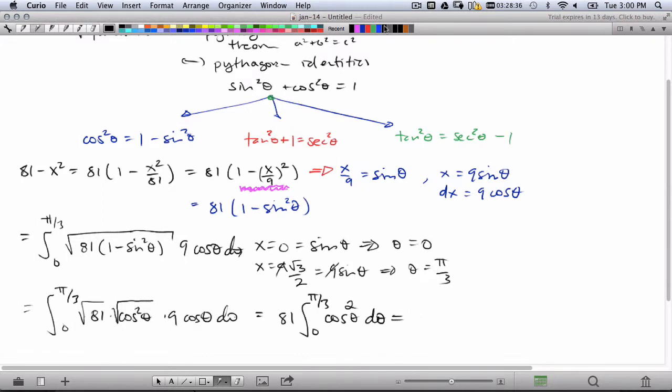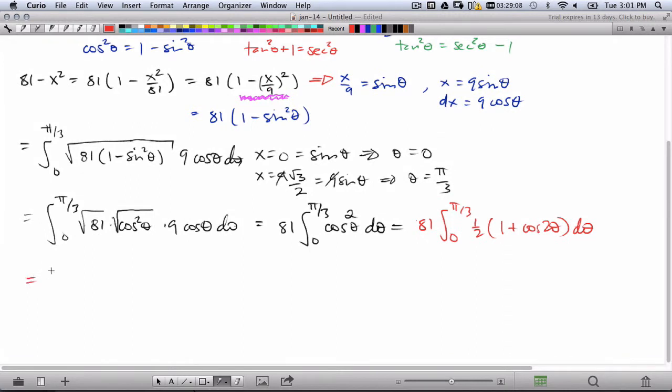So this is now 81 times the integral from 0 to pi over 3. Now, cosine squared is 1/2 times 1 plus cosine 2 theta. Maybe it's the double angle formula, I'm sorry. So the angle doubles. There we go. And this is d theta. So now we just need to integrate this.